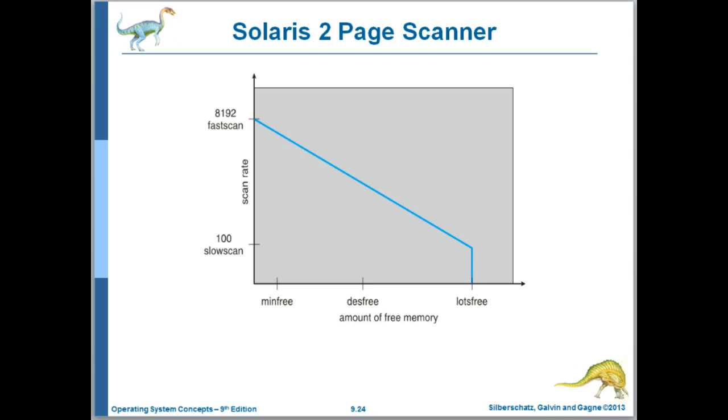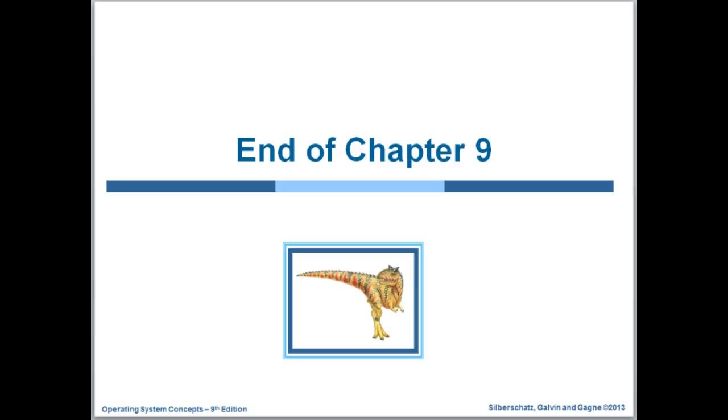So here's a graph illustrating it. Here we have the amount of free memory and the scan rate. So if we reach lots free, then the page out process begins to run slowly. But then as we approach desired free, you can see that page out scans more quickly. And then remember, when min free is reached, that's the point at which processes will begin to be swapped out. All right, so that finishes chapter 9.